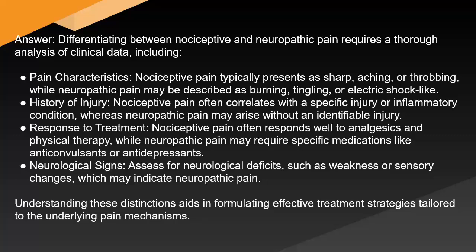Nociceptive pain often responds well to analgesics and physical therapy, while neuropathic pain may require specific medications like anticonvulsants or antidepressants. Neurological signs: assess for neurological deficits, such as weakness or sensory changes, which may indicate neuropathic pain. Understanding these distinctions aids in formulating effective treatment strategies tailored to the underlying pain mechanisms.